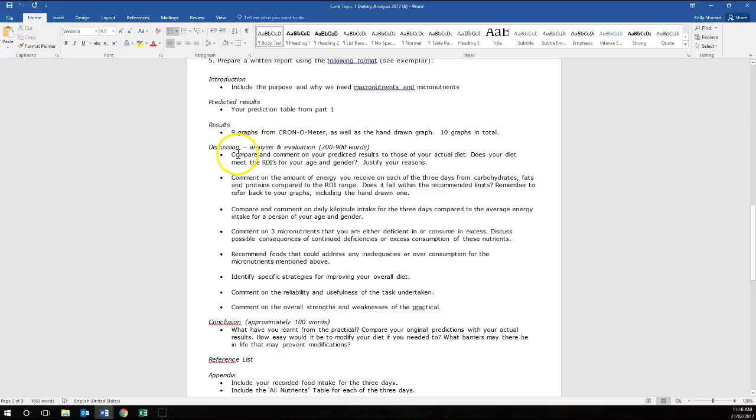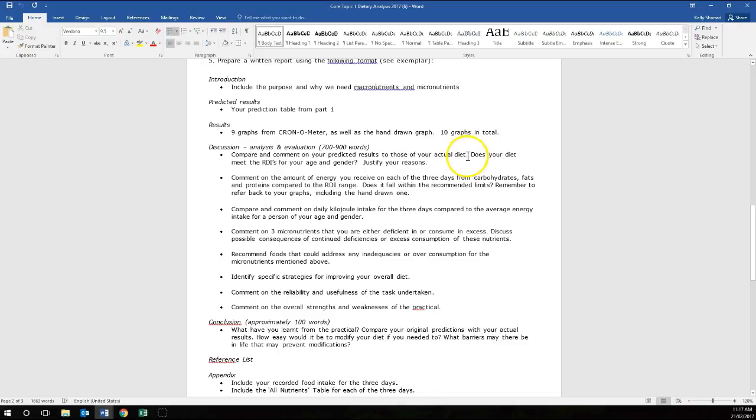So for dot point one, compare and comment on your predicted results to those of your actual diet. Talk about specifically, did you consume enough carbohydrates? Why? Did you consume enough protein? Again, explain why. Maybe relate it back to your 3 days of food diary. And you could say, well, I actually consumed enough protein because on my 3 days I had meat for at least one meal in those 3 days.